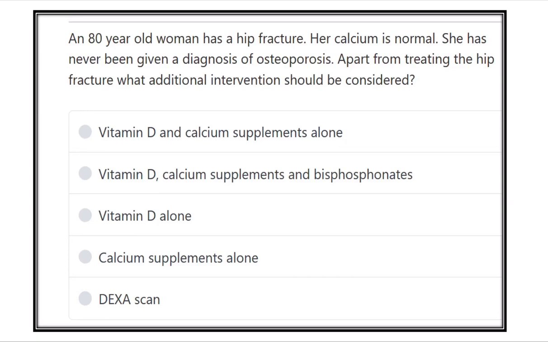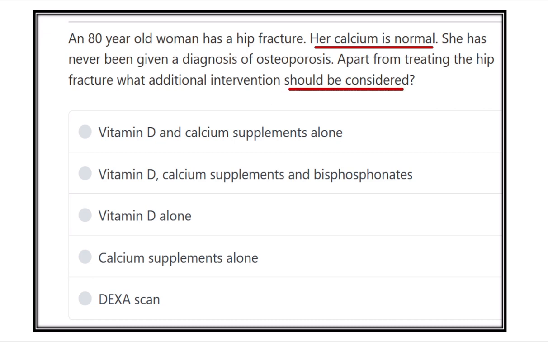An 80-year-old woman with a hip fracture, her calcium level is normal. She has never been given a diagnosis of osteoporosis. Apart from treating the hip fracture, what additional intervention should be considered?